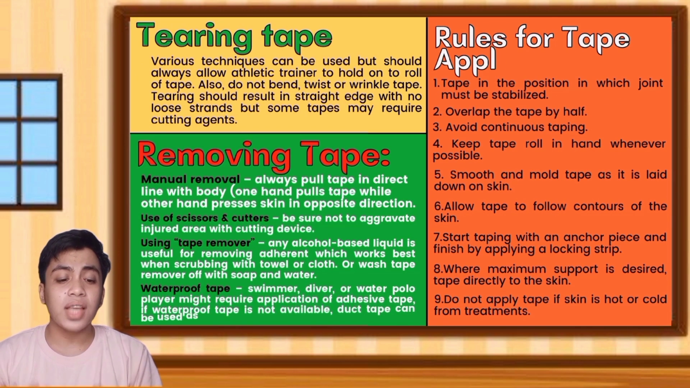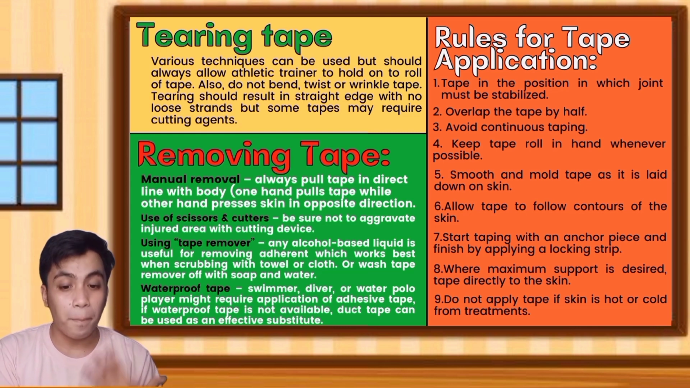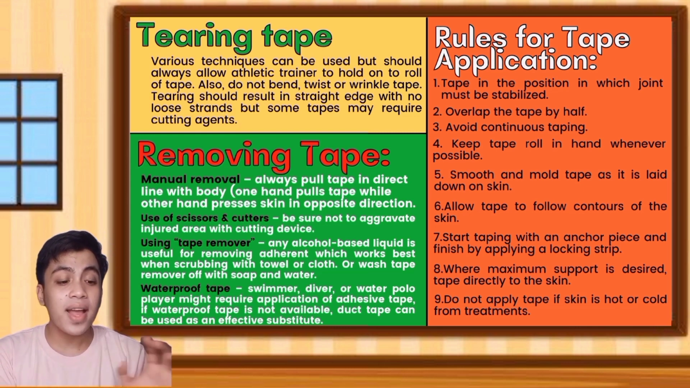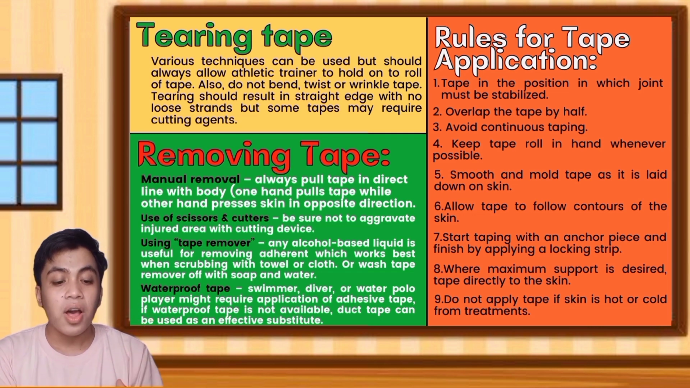Now, let us know the rules for tape application. First is we should tape in the position in which the joint must be stabilized or balanced. Then, just like bandage, we should also overlap the tape by half, but we should always avoid continuous taping. Next is we should keep the tape roll in hand whenever possible.